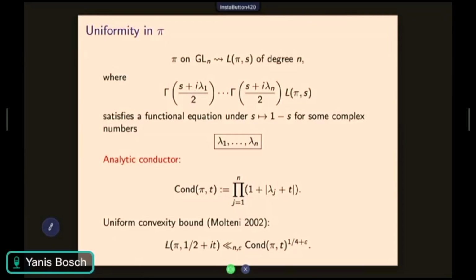All of the applications I discussed a few slides ago, concerning how points distribute on spheres or quantum unique ergodicity, would follow from an estimate like this in complete generality if you could improve the exponent by a small amount. But what do we really know?